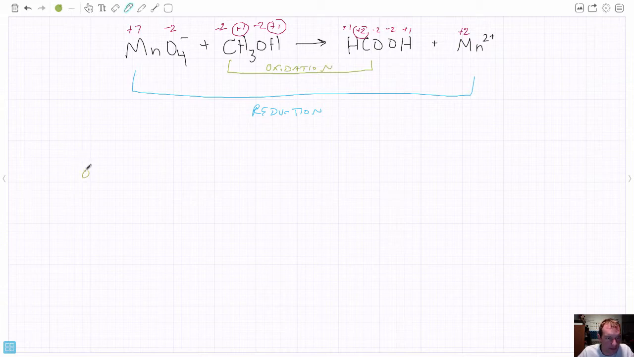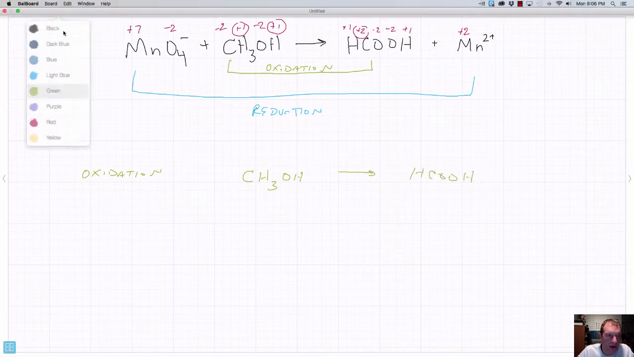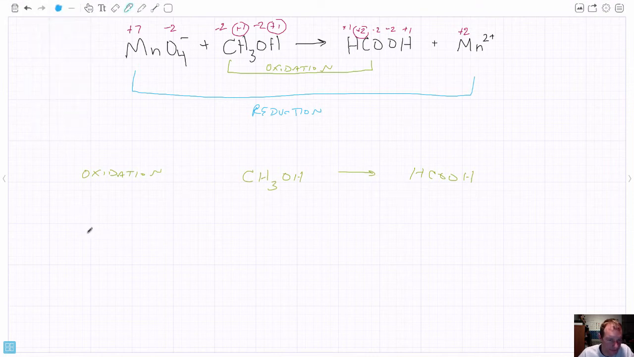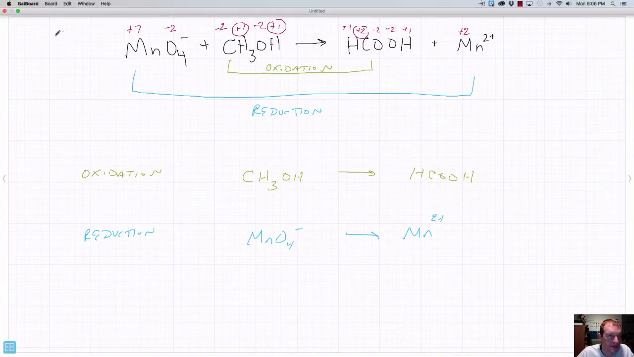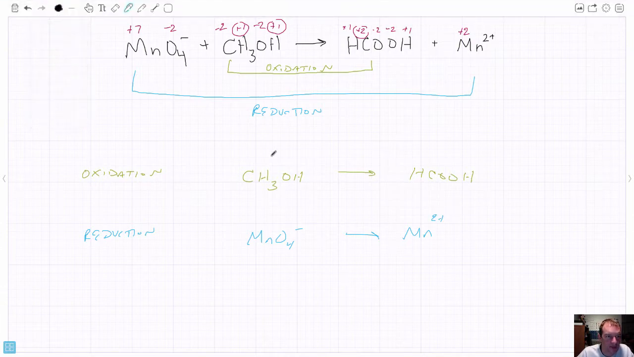So now we'll set up our two half reactions. First, the oxidation half reaction, which is going to be your CH3OH yields HCOOH. And then we've got our reduction half reaction, which is going to be your MnO4 minus becomes Mn2 plus. So now we can take each of these and independently balance what's going on with them.